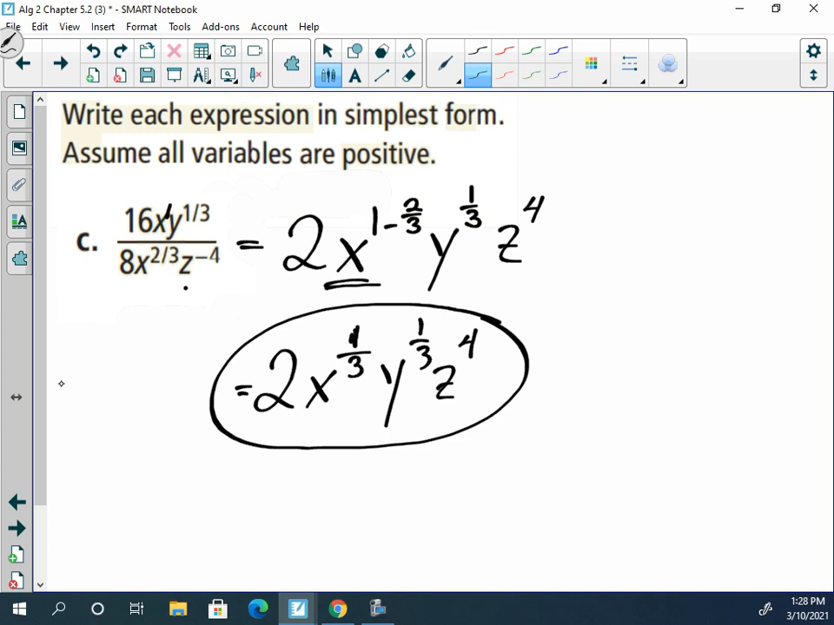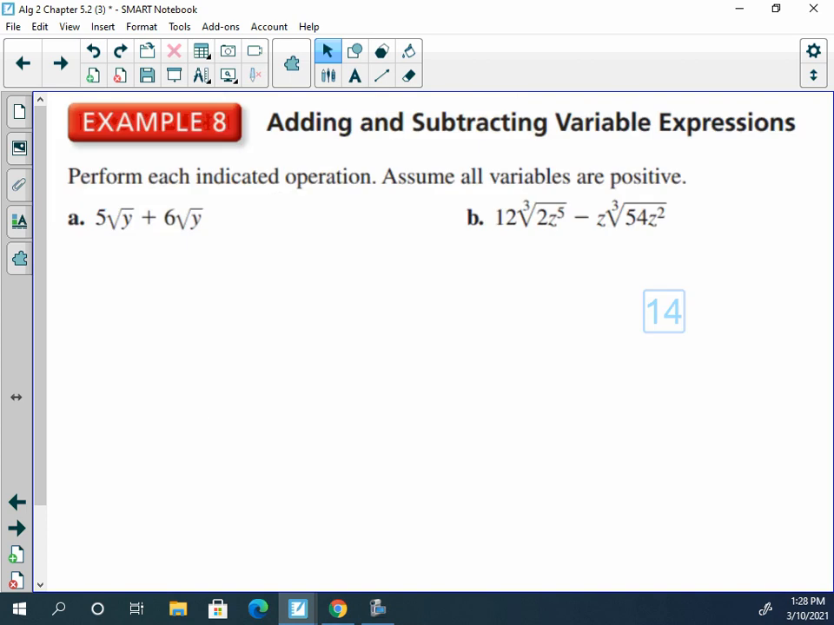Any questions on any of this here so far? We're good with this here? Yes? Okay. This is the last thing we're going to look at. Perform each indicated operation, assume all variables are positive. Now, just like when we added or subtracted radicals with just numbers, the same thing is true with variables, or variables and numbers. Because as long as the radicals are the same, the root and what's inside, we can add and subtract.